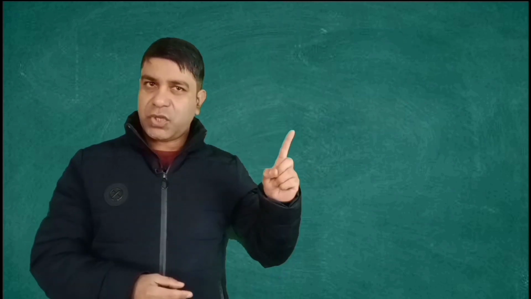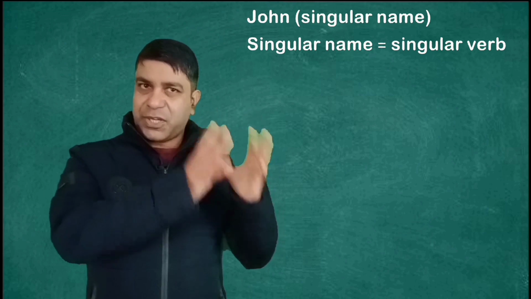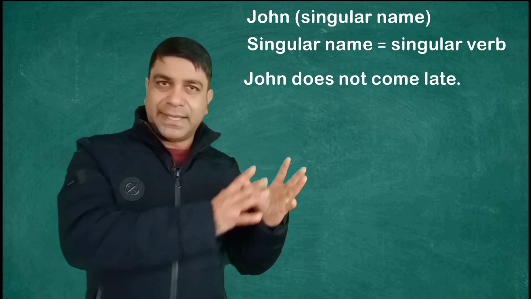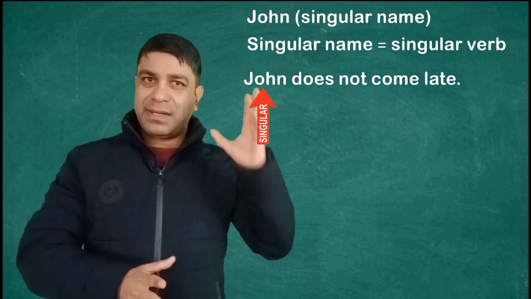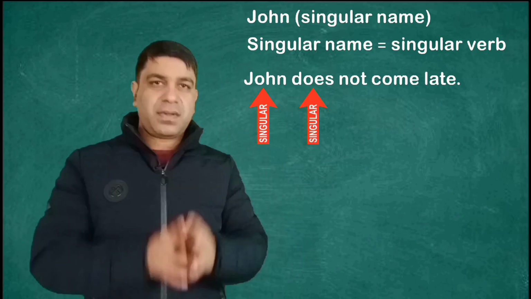That's all. John is a singular name. With a singular name, a singular verb is required. So you say, John does not come late. John is a singular name and does is a singular verb. That's how a sentence has to go.